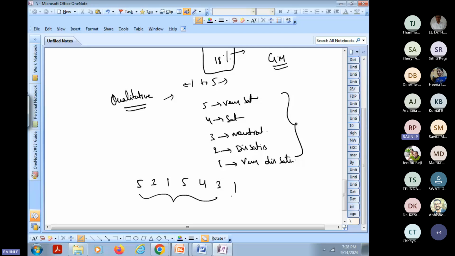The values can be arranged in a proper order. So the values 1 to 5 can be arranged: 1 means very dissatisfied, 5 means very satisfied. That means there is a particular order from the minimum value to the maximum value. In that case, to calculate the center value, we apply the median. So what is the median value here? 1, 1, 3, 3, 4, 5, 5.